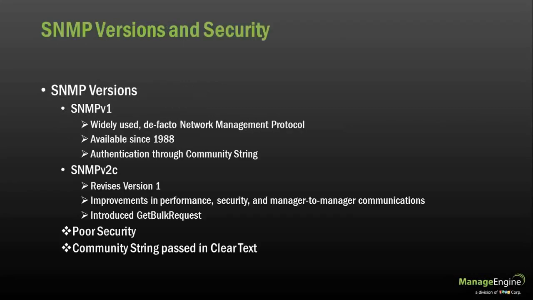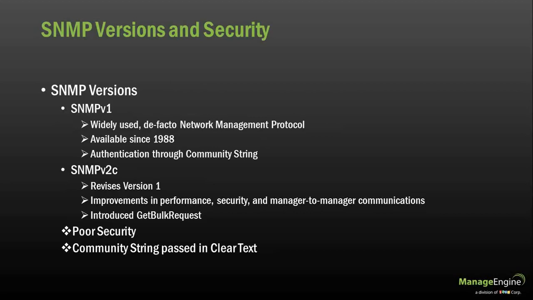The next couple of slides, we will be talking about SNMP versions. So the different versions of SNMP are SNMP v1, SNMP v2c, and SNMP v3. SNMP v1 is widely used and the de facto network management protocol. It is available since 1988, and the authentication happens with the help of community string.